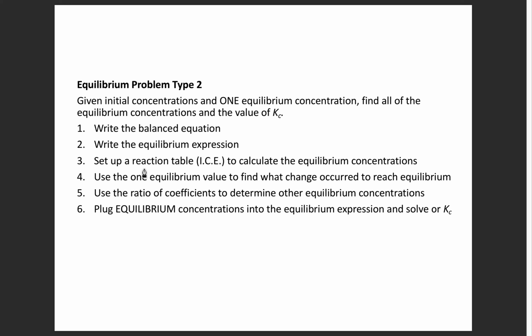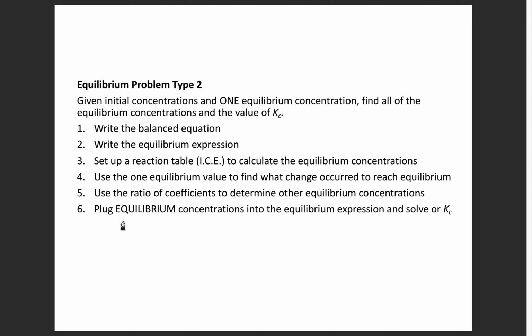Number 3, you're going to set up a reaction table. We also call this an ICE table. I for initial, C for change, so the initial concentration, the change in concentration, and then E for the equilibrium concentration. I'll show you what that looks like in a moment. You're going to set up a reaction table to calculate the equilibrium concentrations. You're basically just going to plug in the table with the values that you're given and then solve for the rest, using the chemical equation to help you do that. I'll show you what that means when we get to that point.